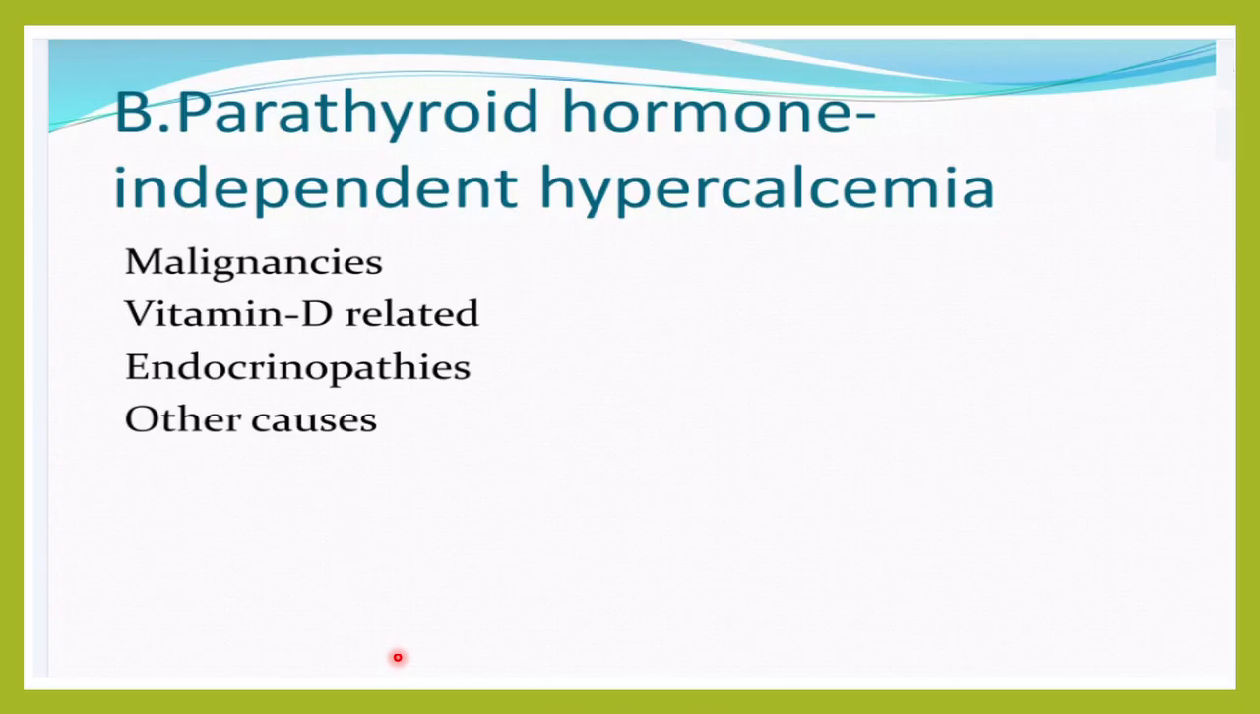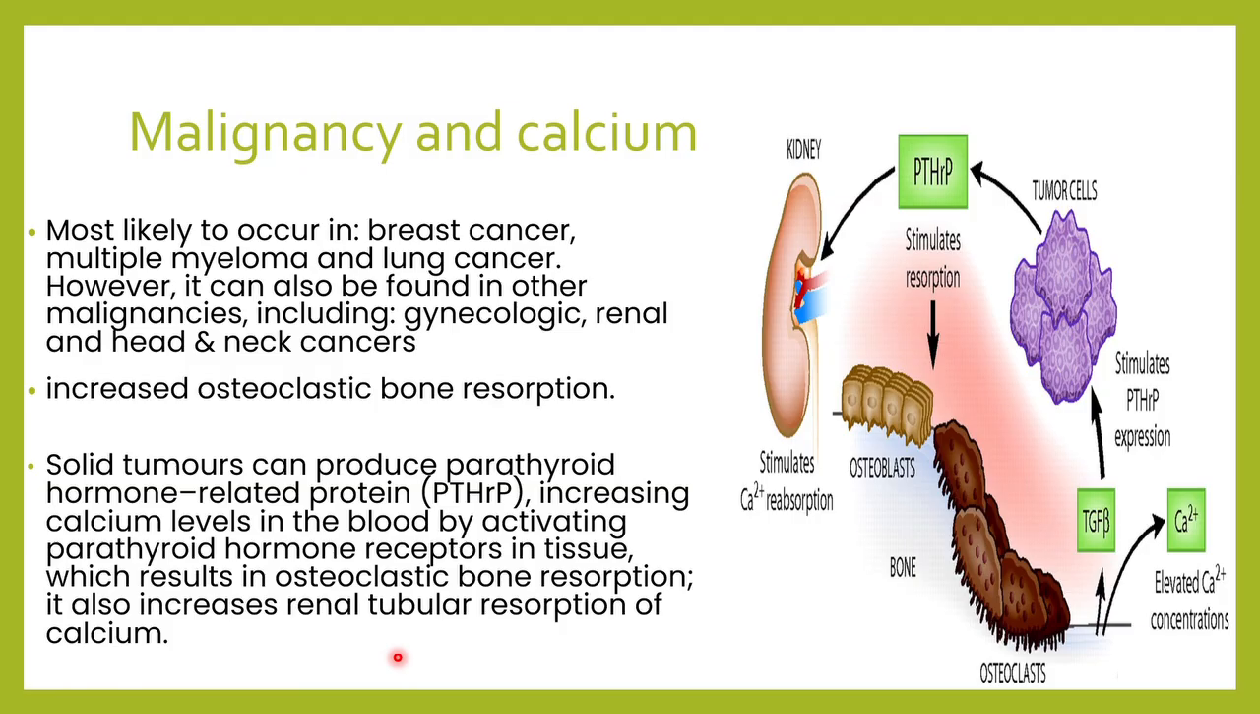Then there are a few conditions which are parathormone independent. For example, you have malignancy related hypercalcemia. So certain cancers like multiple myeloma, breast cancer, certain renal cancer, head and neck cancer, gynecological cancers, what happens is the patient will have hypercalcemia, the cancer associated hypercalcemia. So now why does this happen?